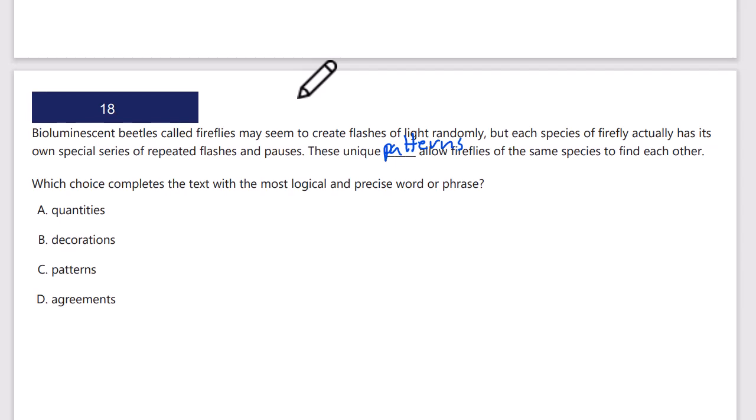That's interesting. I didn't know that. So these unique patterns of flashes, something to that effect, these unique sequences help them find each other. Okay, so let's see if an answer matches this. These unique quantities, no, it's not about the numbers. Decorations, that's like putting Christmas balls on a tree. No, we're not decorating. These patterns, yes, again, the word I guessed it correctly. Agreements, it's not a mutual understanding. No, patterns is correct.